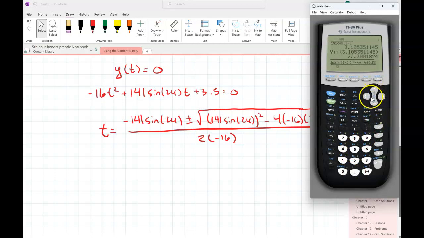Negative 4 times negative 4, Mr. Kulik. What are you doing? I don't know. Making mistakes. There's supposed to be negative 16 there. Excuse me. Divide by 2 times negative 16. So I think I got it all in there. Negative? Why? That doesn't make any sense, does it?